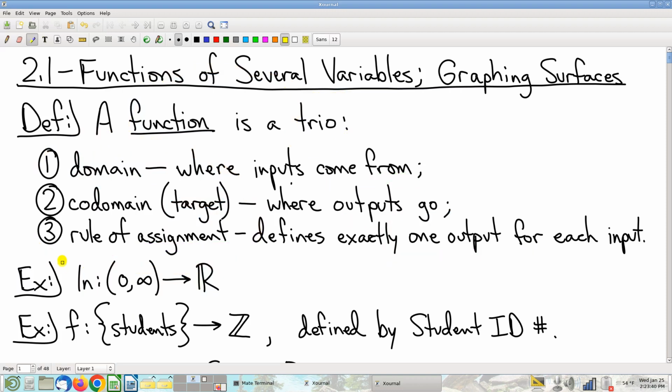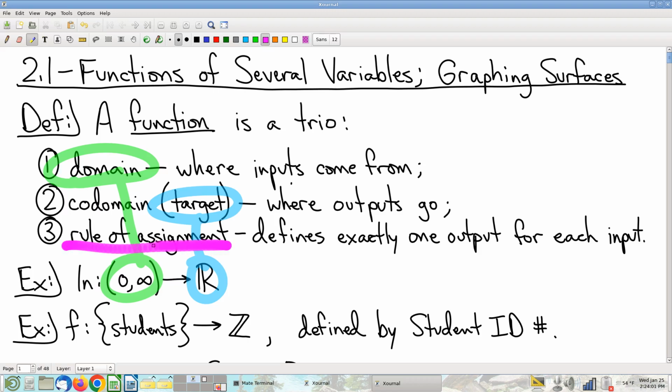Here's an easy example, natural log. Y'all know that's a function. And the domain I have indicated here, the positive real numbers. The target I'm indicating here as the set of all real numbers. And then the rule of assignment, aka the formula, is just natural log, which is also the name of this function.